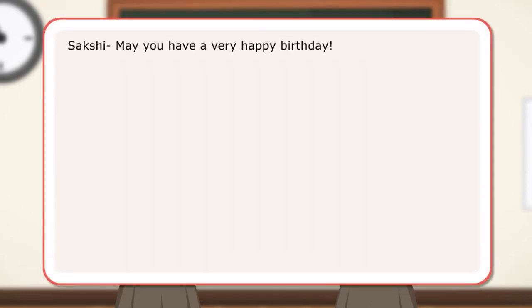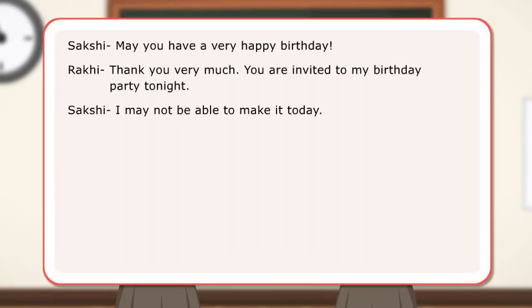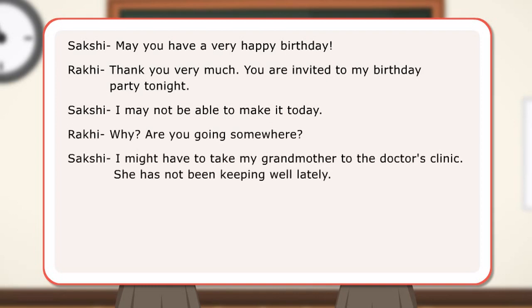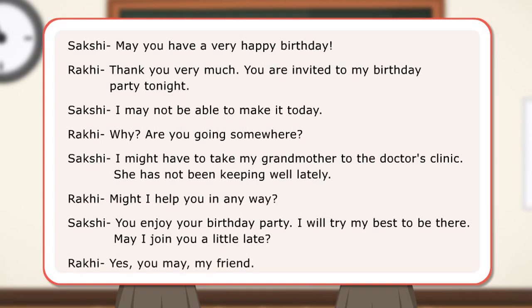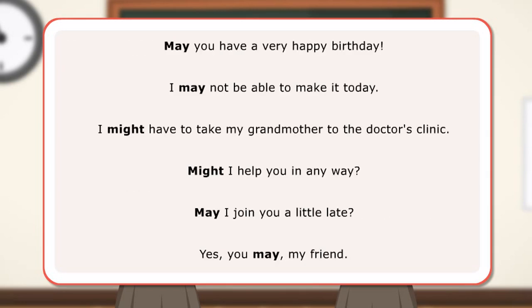In the dialogues, the girls have used may or might to express a wish, possibility, polite offer, and for asking and granting permission. Here are examples of sentences with may and might.